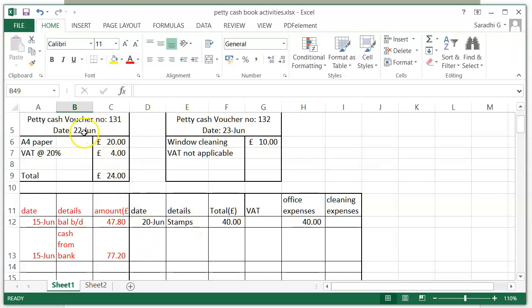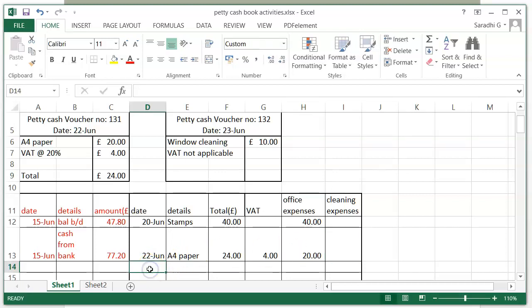The first voucher was on the 22nd of June. So we write the date, 22nd of June. The reason we spent money was to buy A4 paper. So we write A4 paper. The total amount of money spent is £24. So put the total under the total column. VAT is £4, so VAT £4 under the VAT column. And paper comes under office expenses. So the net value of £20 goes under office expenses.